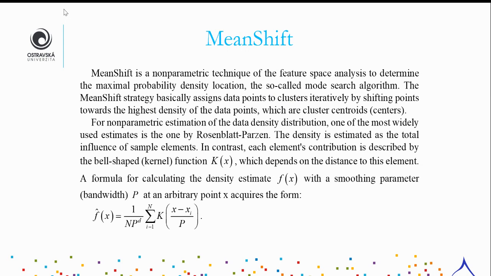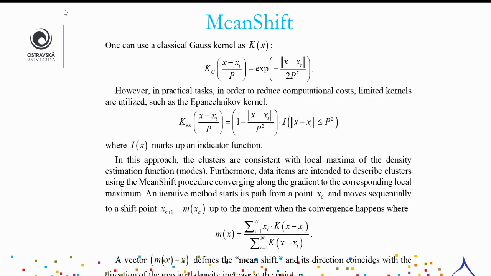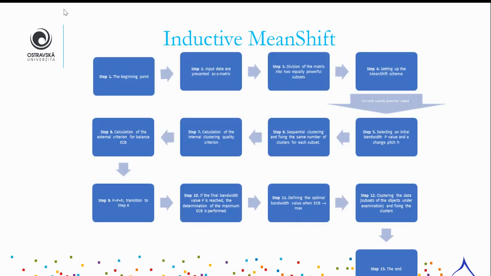So MeanShift is just a non-parametric technique for feature space analysis for determination of the maximal probability density location. As we know, the MeanShift strategy basically assigns data points to clusters iteratively by shifting points towards the highest density of data points, which are cluster centroids. I will not devote lots of attention to the classical MeanShift. I will put our attention to the offered inductive MeanShift scheme.